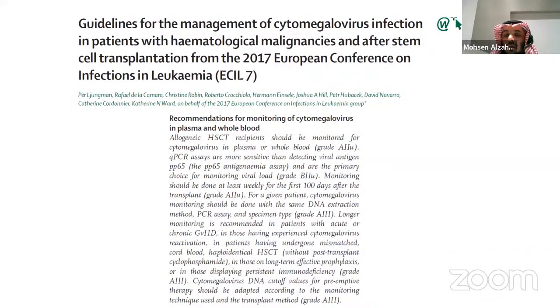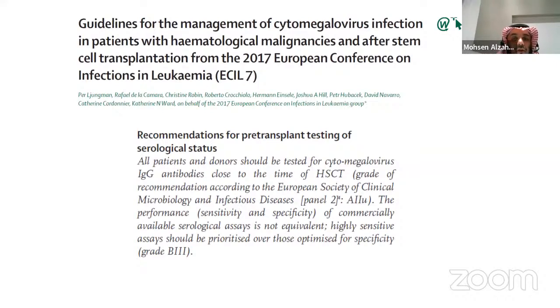Longer monitoring is recommended in patients with acute or chronic GVHD or those who experienced CMV reactivation, or in patients undergoing mismatched cord blood or haploidentical transplant, and those on long-term effective prophylaxis, or in those displaying persistent immunodeficiency. The CMV DNA cutoff value for preemptive therapy should be adapted according to the monitoring technique used and the transplant method, or center-based. The next recommendation, pre-transplant testing of serology status, we mentioned this before.